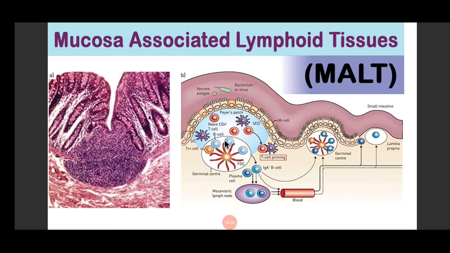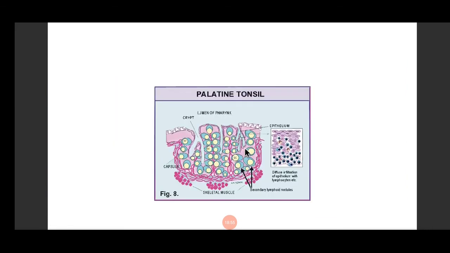This is the diagram showing the mucosa-associated lymphoid tissue in the intestine. There are germinal centers and proliferation areas, just like in the spleen and lymph node. This is the palatine tonsil. In structure, it also looks like a lymph node or a spleen.